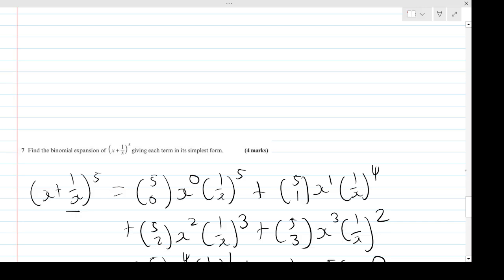And hopefully you notice it's a lot quicker this way than just expanding the brackets how you normally do. So it's a very, very powerful and useful method.